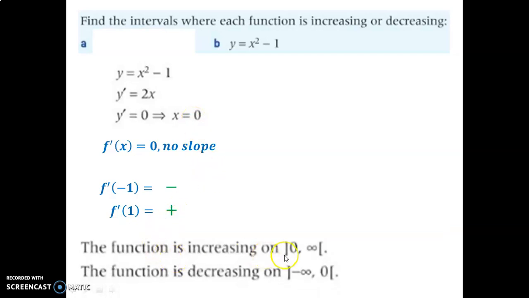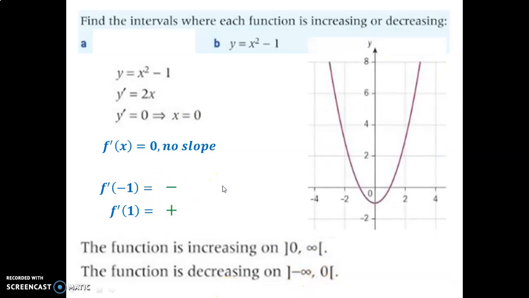So the function is increasing from 0 to infinity, because at 0, nothing's happening, right? That's when there's no slope. So from 0 to infinity, it's increasing. But from negative infinity to 0, it's decreasing. We got that from here.